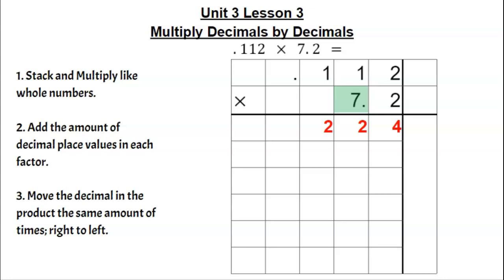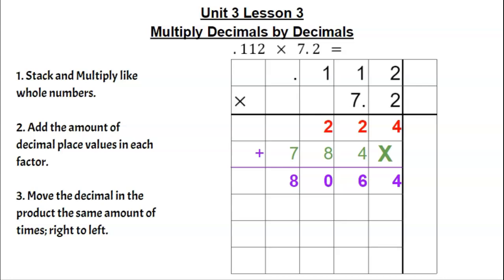Next, we multiply by 7. Because 7 is in our tens place, if we ignore the decimal, then our answer does not begin in the ones place, it will begin in the tens place. 7 times 2 is 14, carry your 1, 7 times 1 plus 1 is 8, and then 7 times 1 is 7. Finally, we need to add that up, and our final product is 8,064.